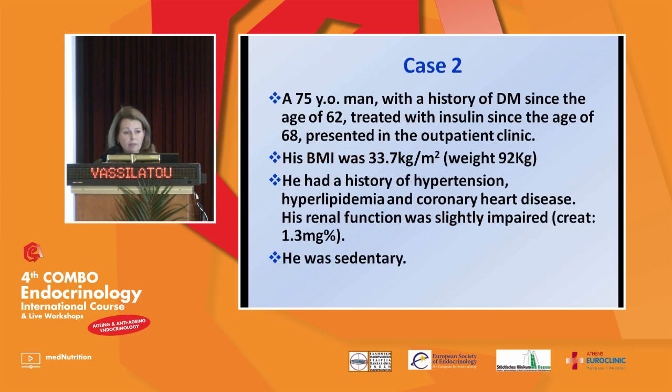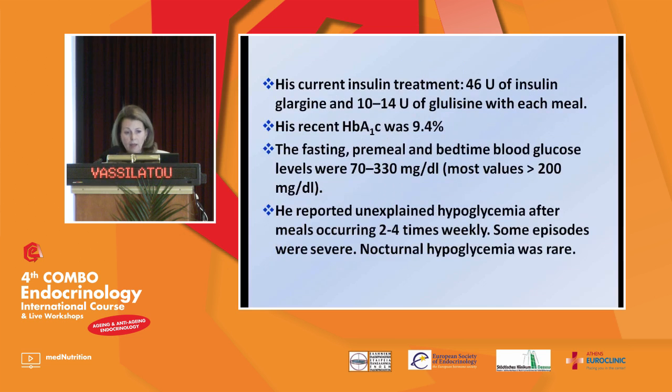And the second case is a 75-year-old man with a history of diabetes mellitus since the age of 62, treated with insulin since the age of 68, who presented in the outpatient clinic, and he was also obese. He had a history of hypertension, hyperlipidemia, and coronary heart disease. His renal function was slightly impaired, and he was sedentary. His current insulin treatment was a multiple injection regimen with 46 units of insulin glargine and 10 to 14 units of glulisine with each meal.